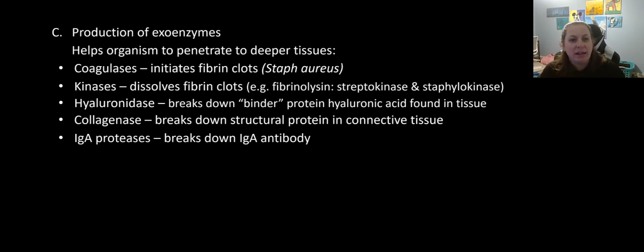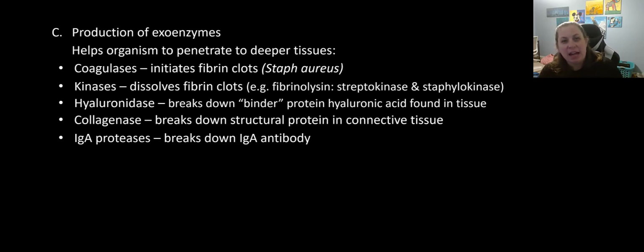The next one is hyaluronidase. Hyaluronidase breaks down binder proteins, specifically what we call hyaluronic acid, that is found in our different tissues. So this is used to help spread throughout the body, and it's going to break down the tissue so spreading is easier, so that it's not as connected. The next one is collagenase. This one's going to break down the structural protein of collagen in your connective tissue. The collagen helps bind your tissues, and again, it's breaking down a very vital protein. The last one on the list is the IgA proteases.